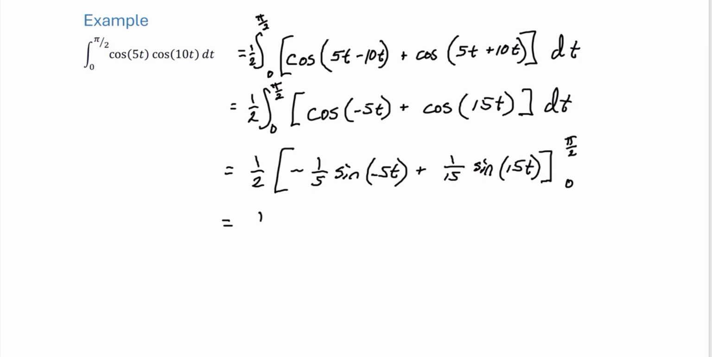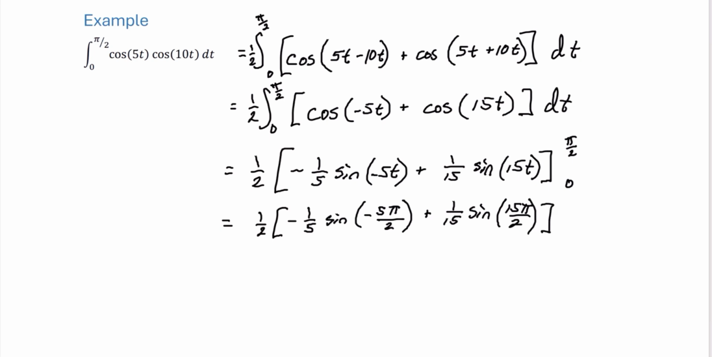Next, we'll plug in the upper limit. We have 1/2 times negative 1/5 sine of negative 5 pi halves plus 1/15 sine of 15 pi halves, and then we're going to plug in the lower limit, but notice that when we plug in the lower limit, we'll get sine of 0 plus sine of 0, which is just 0. So that's just going to go away essentially.